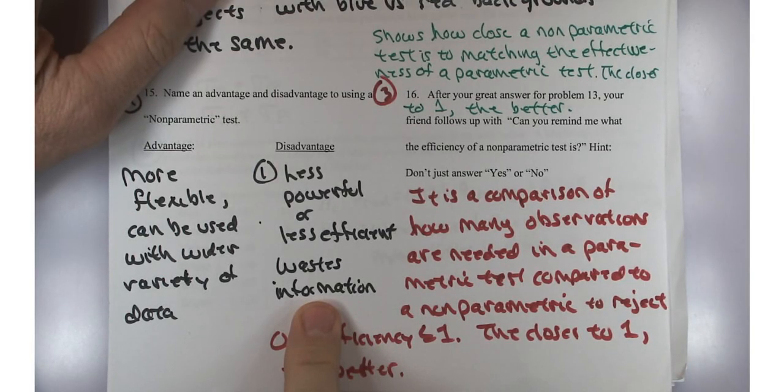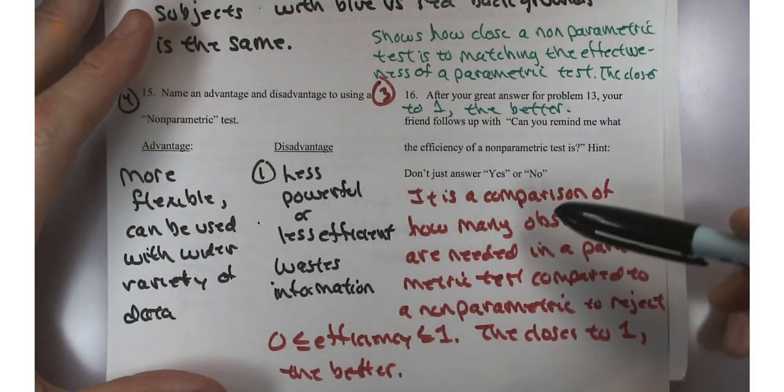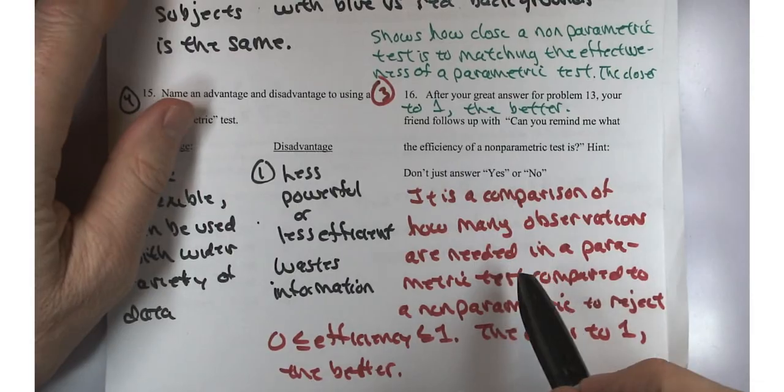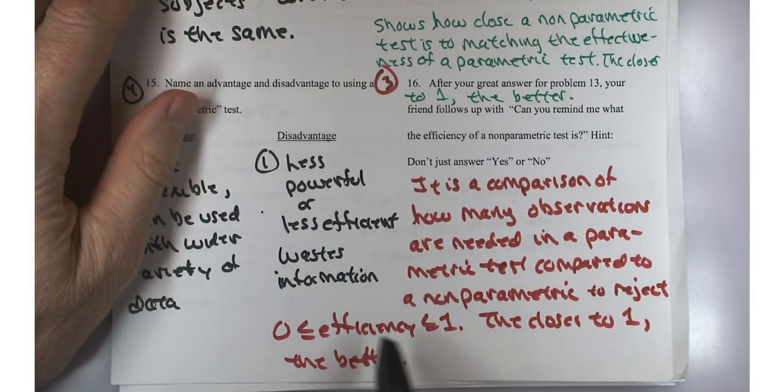We weren't looking at the magnitude of the difference. We're just looking at the pluses and minuses. So they're not as efficient. And a definition of efficiency would be how good or how many observations a parametric test requires to be as descriptive or accurate as a non-parametric test. The closer it is to 1, the more efficient your non-parametric test is.